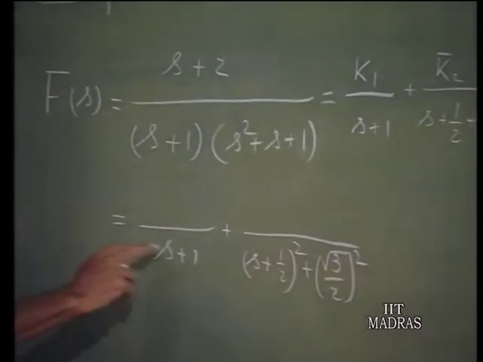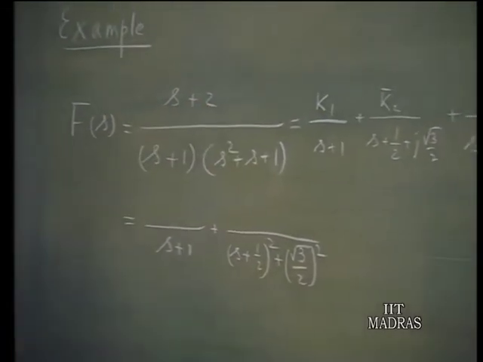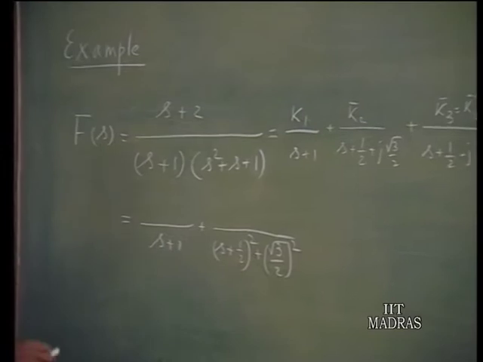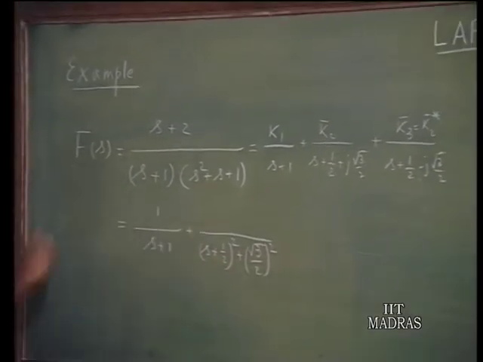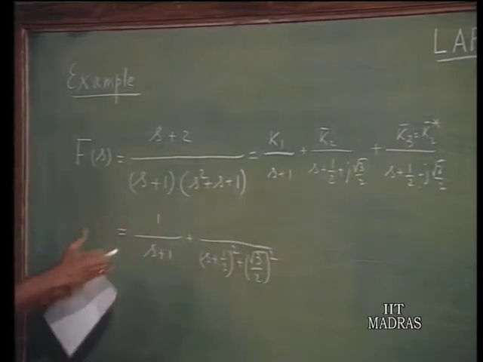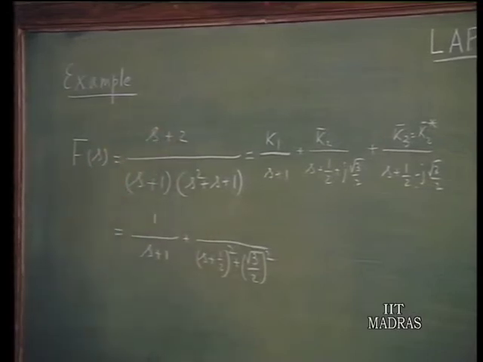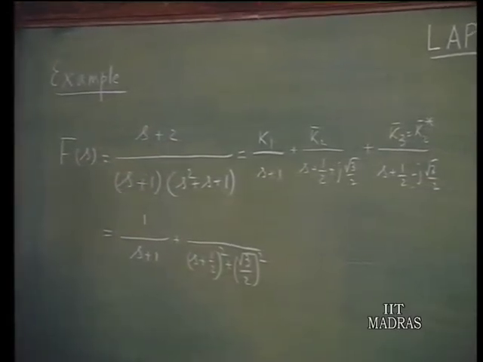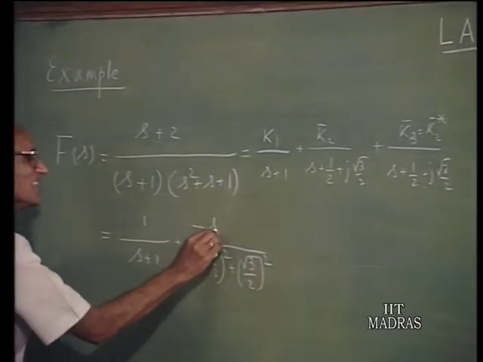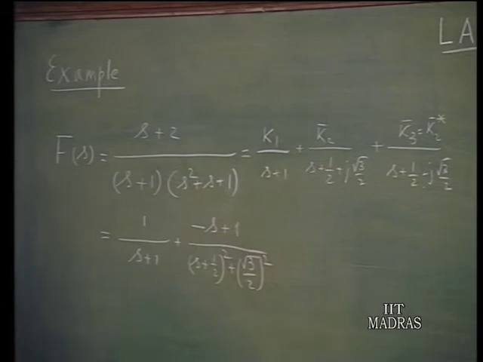Now, to find the residue of the pole at s equals minus 1, you multiply this by s plus 1 and substitute s equals minus 1 in the usual manner, and you will get the result as 1. Once you have that, to find the numerator of the other term, you can arrive at a common denominator and identify the numerator coefficients with the coefficients of s plus 2, and find the numerator here as minus s plus 1. This is straightforward, so I will not give the complete details.